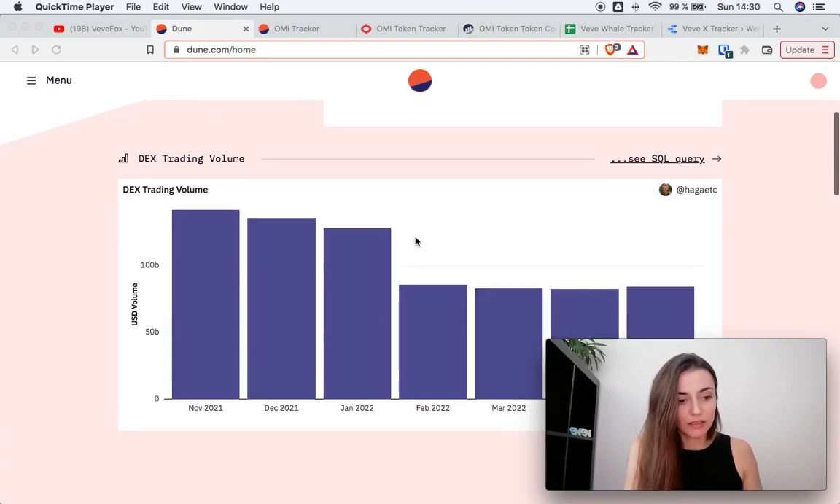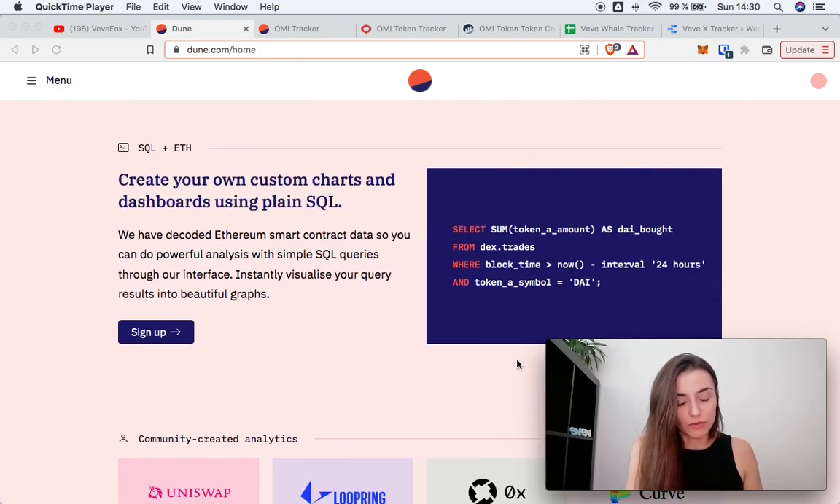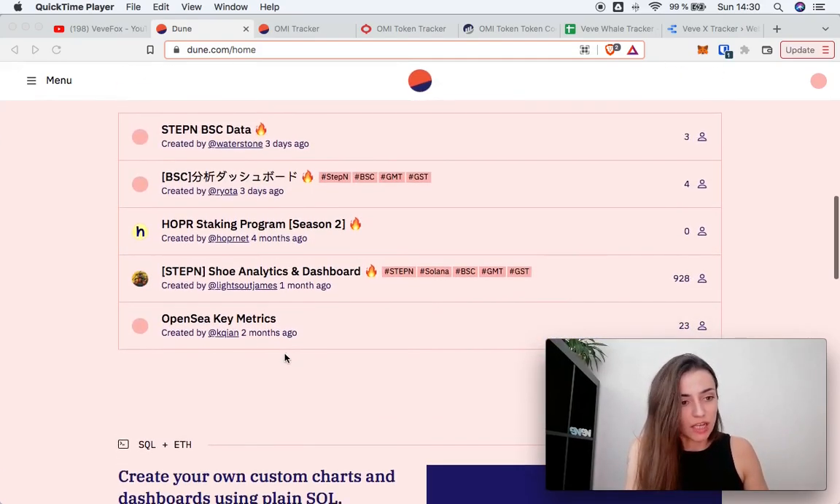So you can draw all kinds of charts, like this one, for example, and with very simple SQL code. So if you know SQL, then you can come here and make a lot of charts and dashboards with data that comes directly from the blockchain.